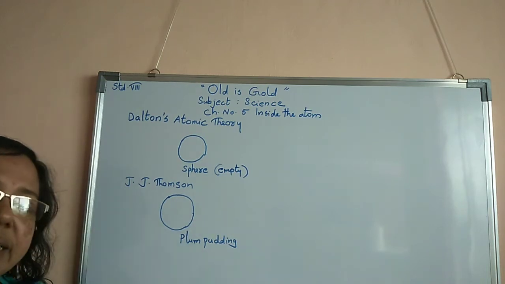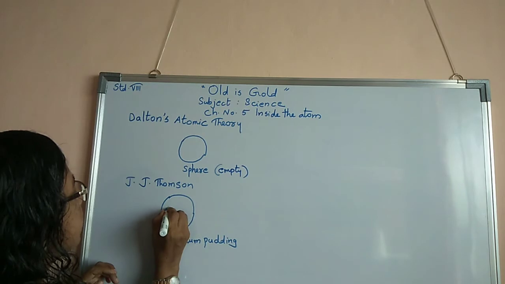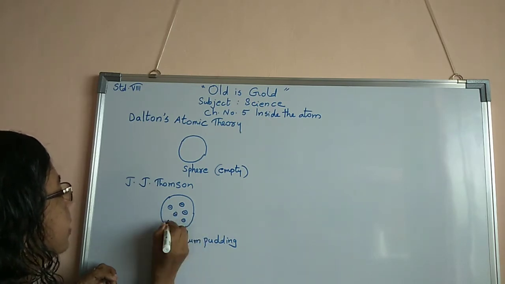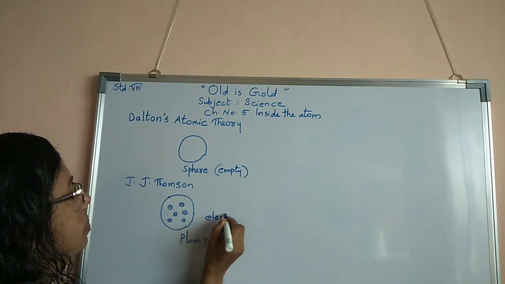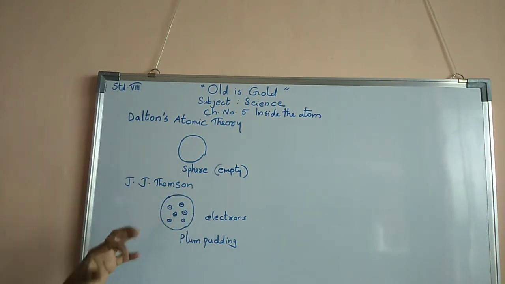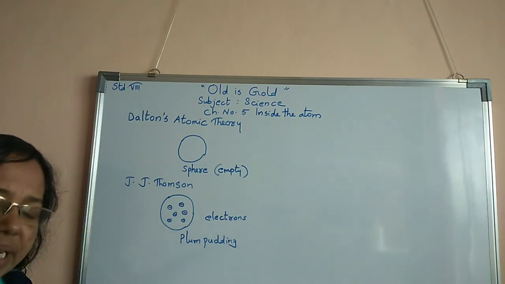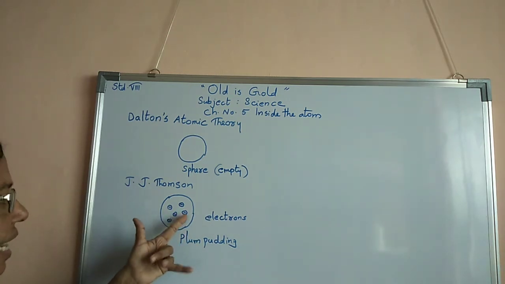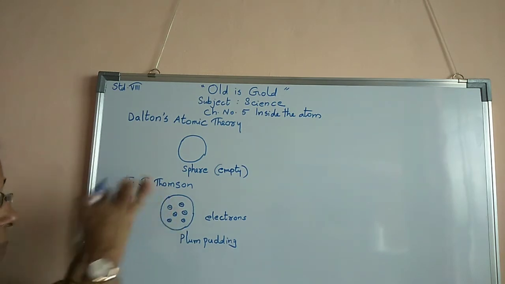Then one more thing he said: inside, like the raisins, negatively charged particles are present in the middle. Such negatively charged particles he gave the name electrons. These negatively charged particles are embedded in it. How in a plum pudding, a round structure, we put some raisins in the middle, that is embedded. Similarly here, electrons are embedded in it. Embedded means put in the middle like that.